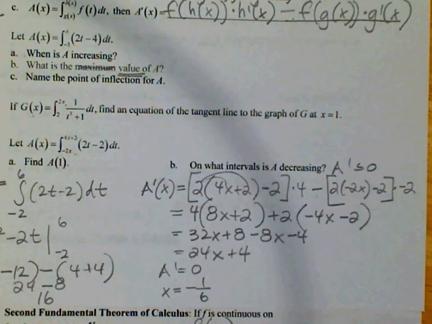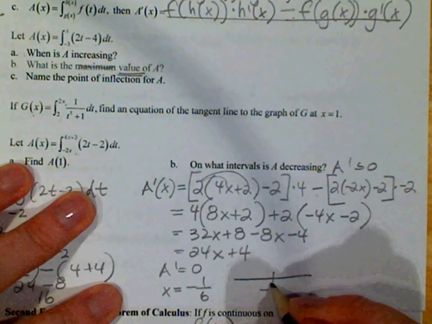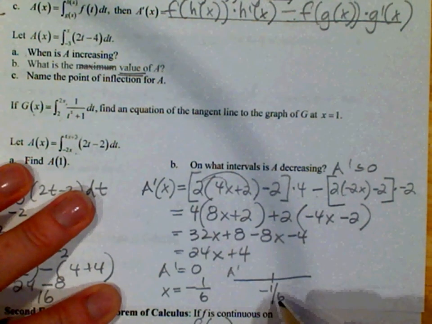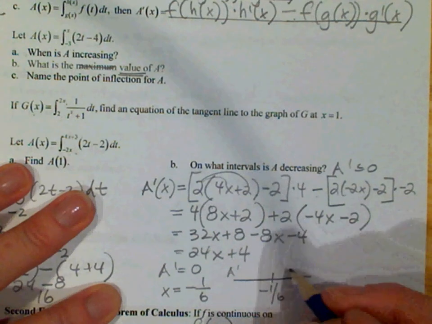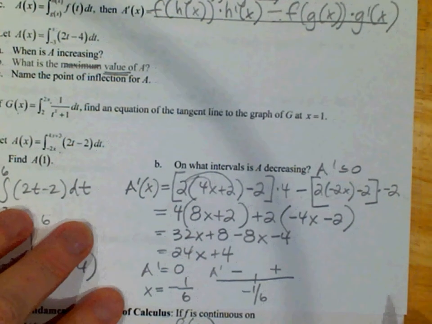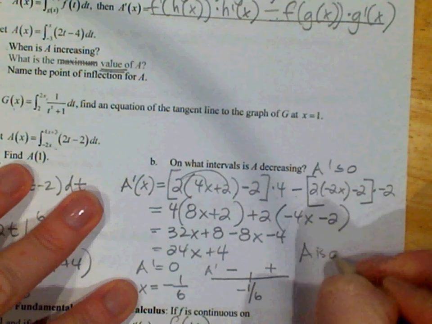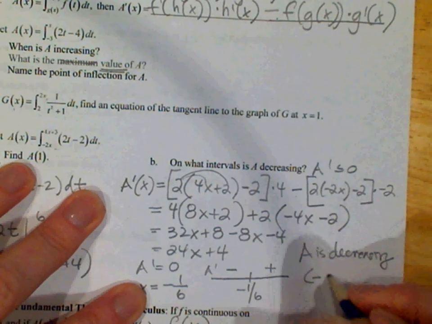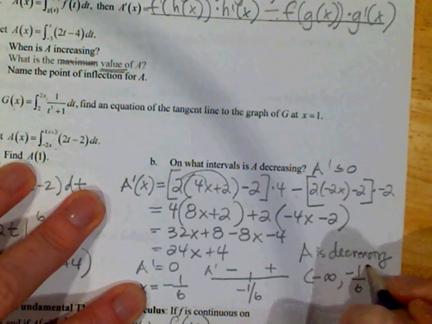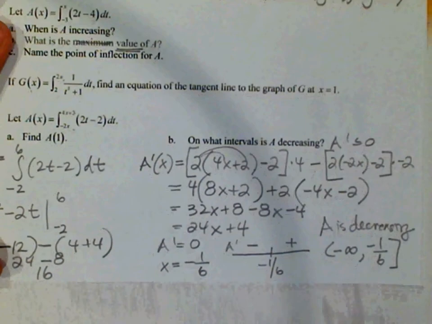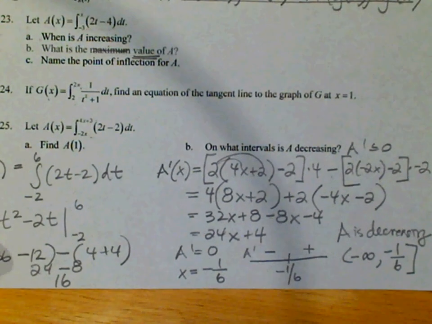I quickly decide where the values of my derivative are positive and negative. So if I substitute in a 0, I get a positive value. Here I get a negative 1, or just think graphically. Okay? And so therefore I'm going to answer a is decreasing on my interval from negative infinity to negative 1/6. Okay? And that concludes 9-3.